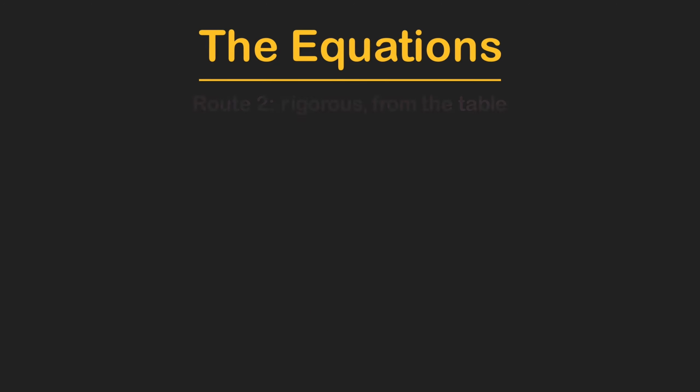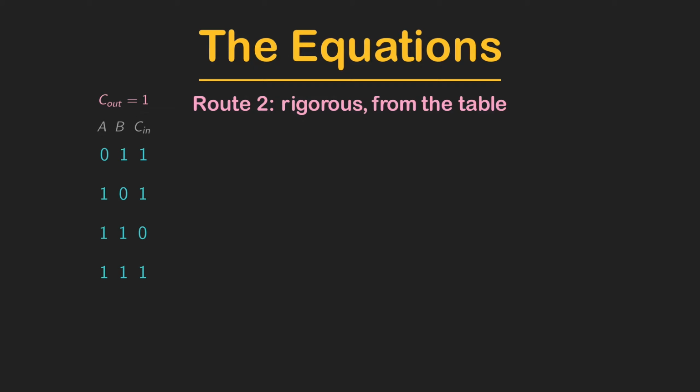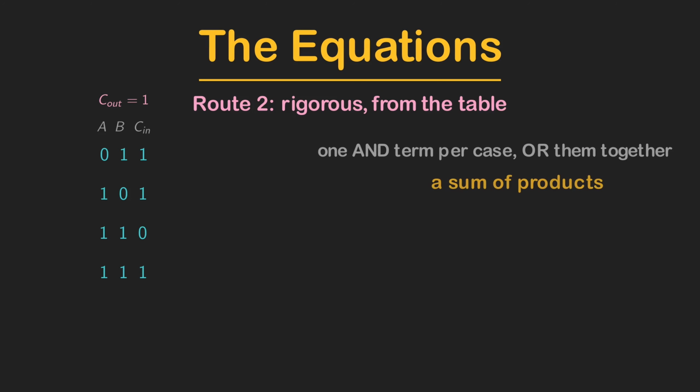The rigorous route earns the same answer from the table. Collect the 4 cases where the carry-out is 1. Write one AND term per case, and OR them together. Engineers call that a sum of products. The 4 terms, where NOT means the inverted bit: not A and B and carry-in; A and not B and carry-in; A and B and not carry-in; and finally, A and B and carry-in.